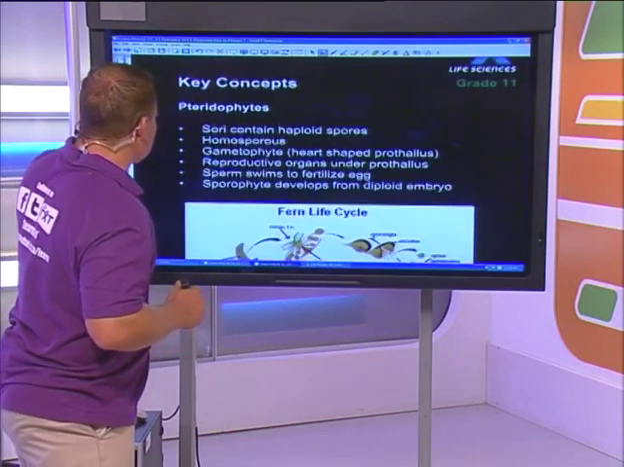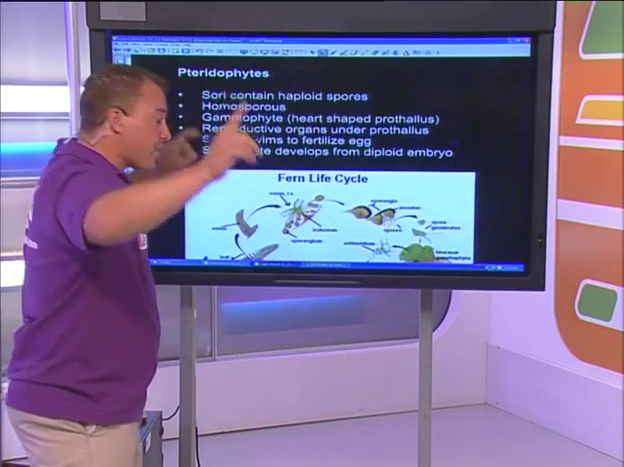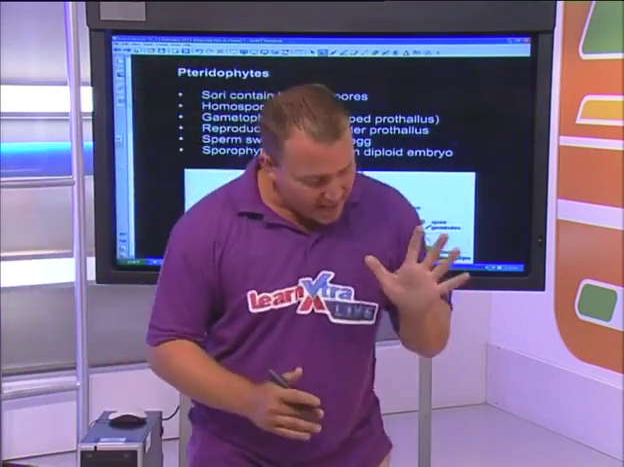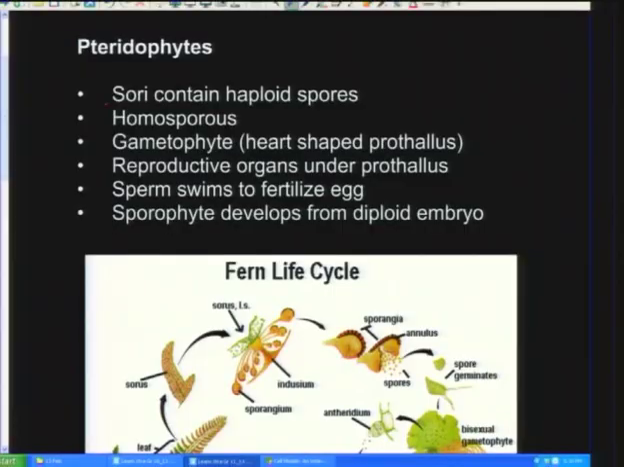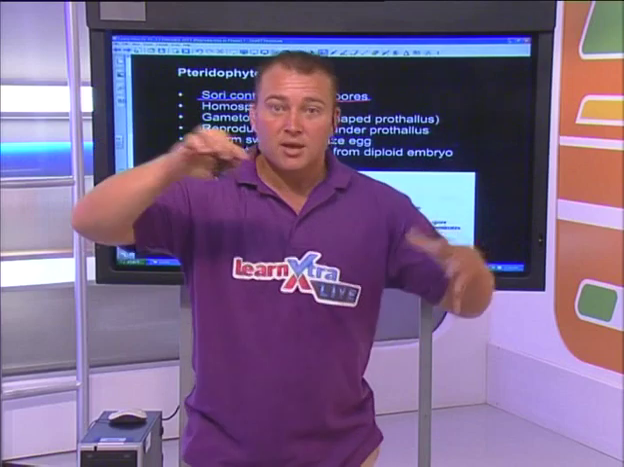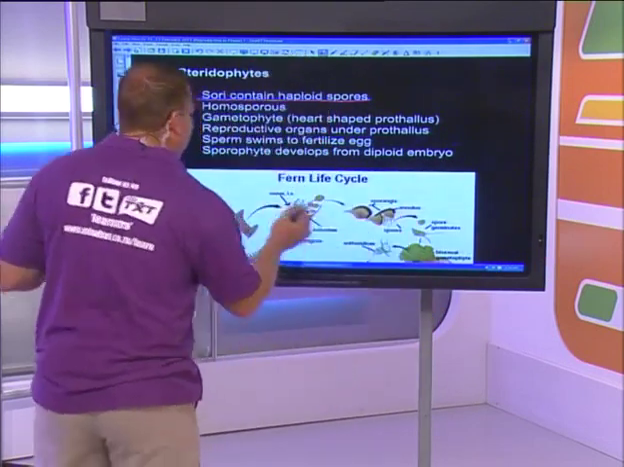Okay, this is the fern. Now, the fern has got sori. Can you remember that underneath the fern you get those little black dots? Those are sori. So the sorus contains haploid spores. Remember what haploid is? It's half the amount of chromosomes. Right, so half the amount of chromosomes.